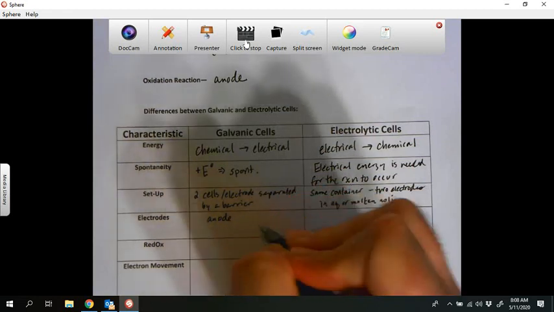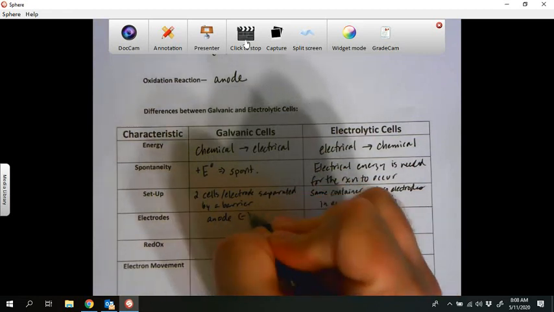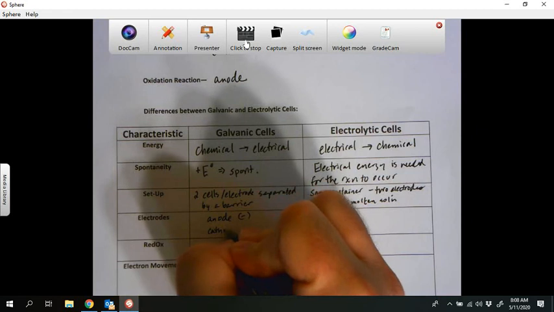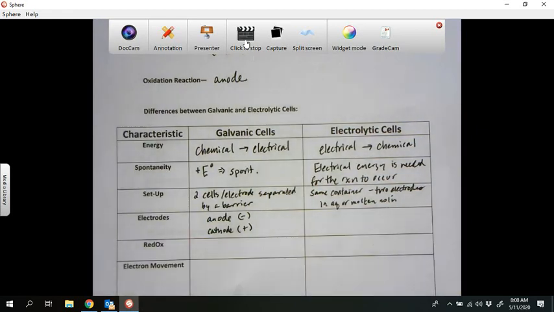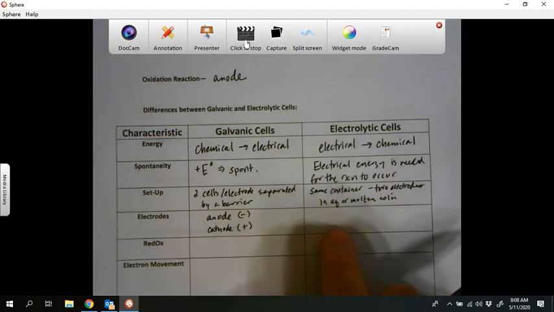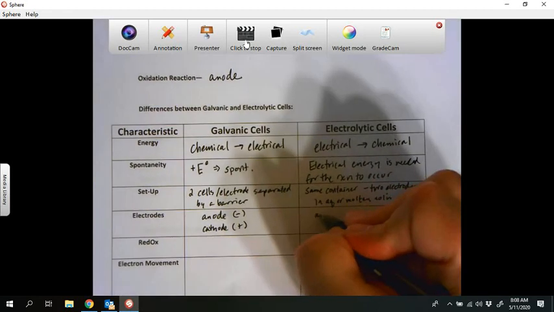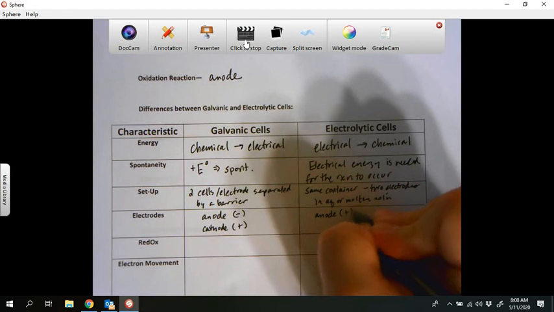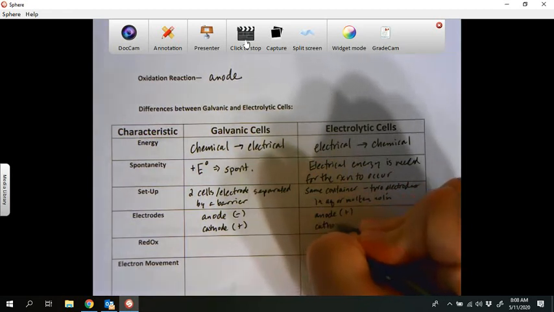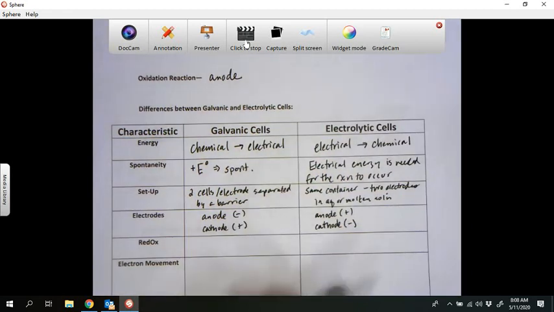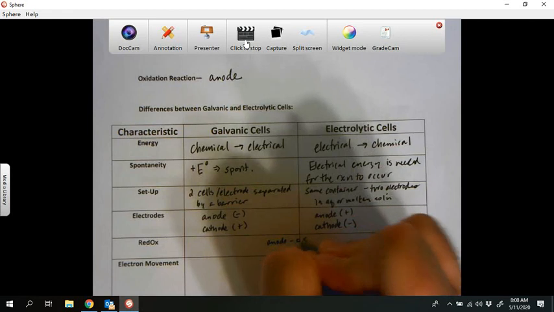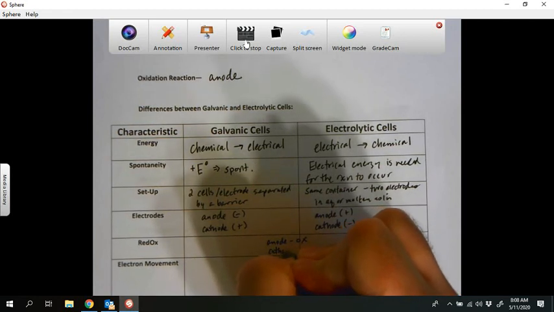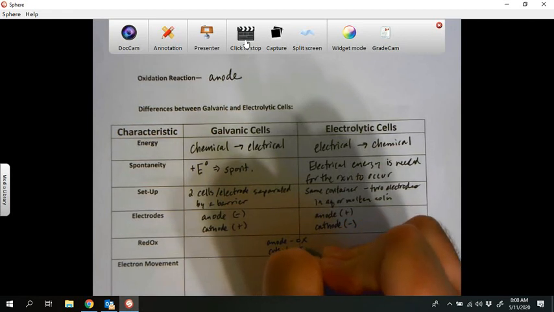The anode in a galvanic cell is the negative electrode and the cathode is the positive. But because we're reversing the flow of electrons, here the anode is positive and the cathode is the negative. So redox is the same for both of these. At the anode, we have oxidation, and at the cathode, we have reduction.